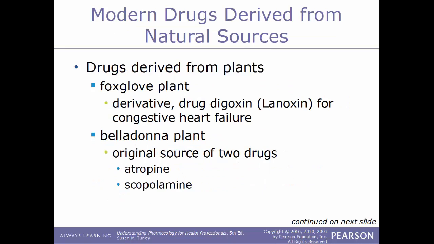Alright, now we'll talk about modern drugs that are derived from natural sources. Now, many drugs are derived from plants. An example of that would be the foxglove plant. And from this plant we get the drug lanoxin, which is used to treat congestive heart failure. Another example would be the belladonna plant. This is the original source of two different drugs, the atropine and scopolamine.